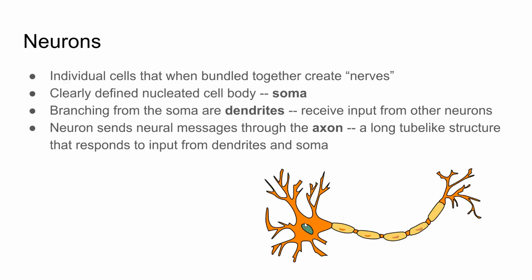If this neuron wants to send a message to other neurons, it does it through what's called the axon. This is this long tube-like structure that gets input from the dendrites and the soma and continues on down this way. Okay, so that's the basic structure of the neuron. You have the soma as the body of the cell, the dendrites, which are the receptor areas, and then this axon right here that is the long arm that sends out information.